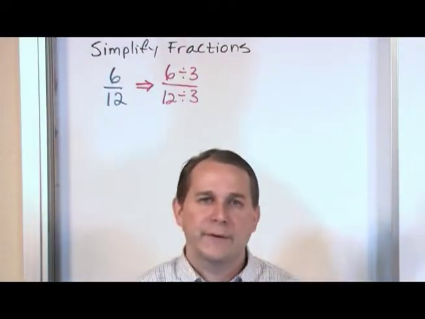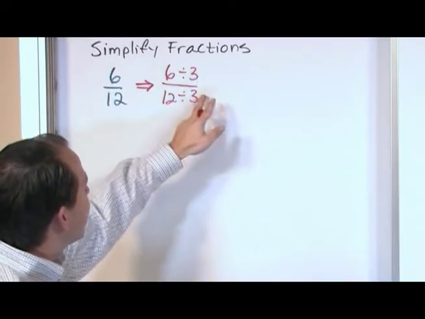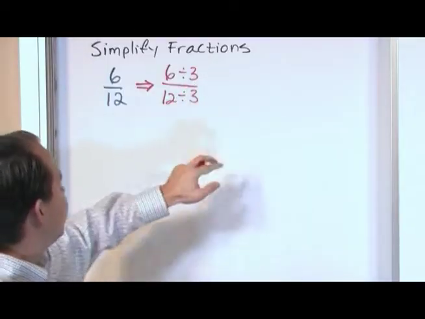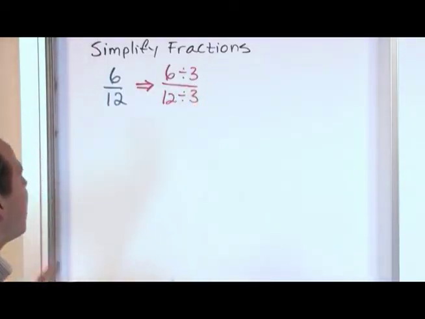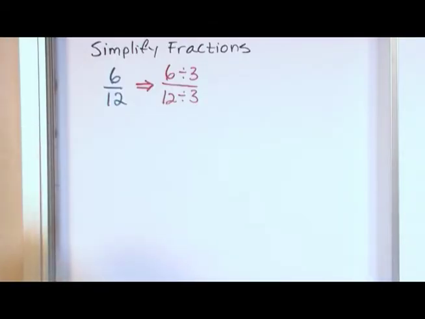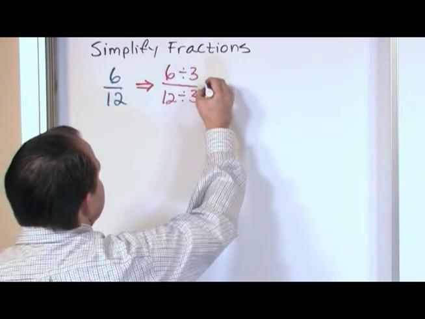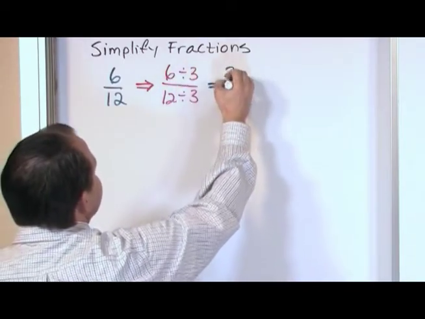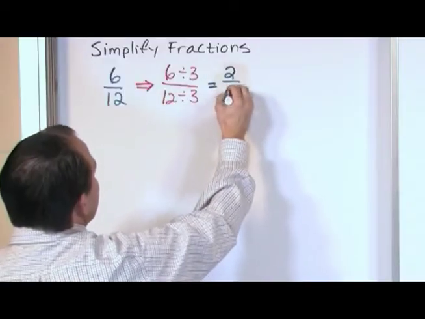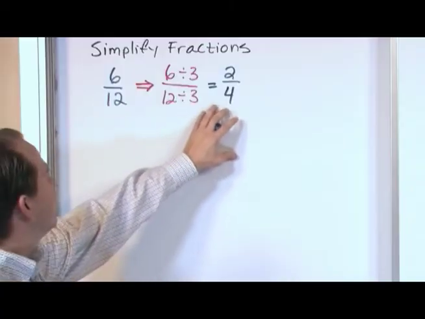It's the same thing with fractions. I can divide the top by 2 if I want to, as long as I divide the bottom by 2. I can divide the top by 4 if I want to, as long as I divide the bottom by 4. I'm not changing the fraction, I'm just changing a little bit the way that it looks. So when I do this, what is 6 divided by 3? 6 divided by 3 is 2. What is 12 divided by 3? 12 divided by 3 is 4. So I have reduced this fraction from 6/12 to 2/4.